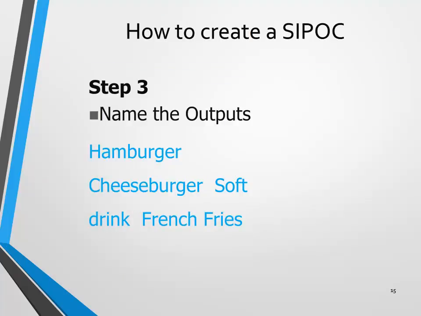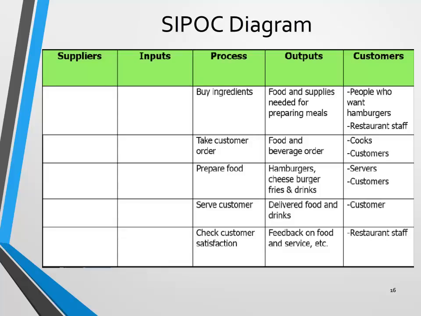Step 3, name the outputs, such as the actual hamburger itself, a cheeseburger with cheese added, soft drink, french fries, and so on. We update the SIPOC diagram with the outputs, and we now have the process steps, the outputs, and the customers.